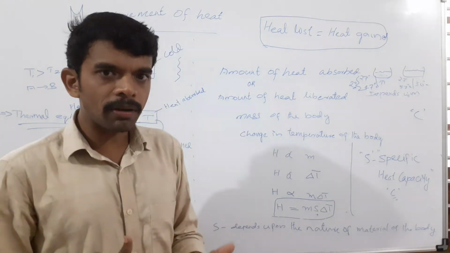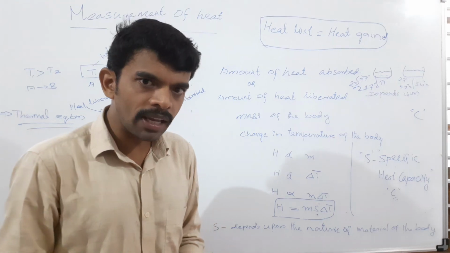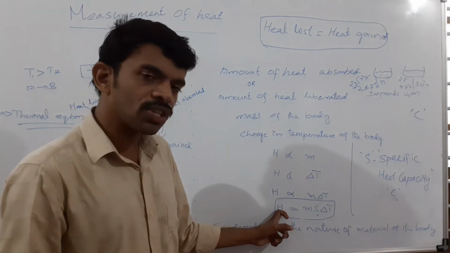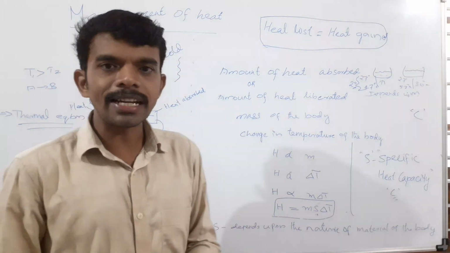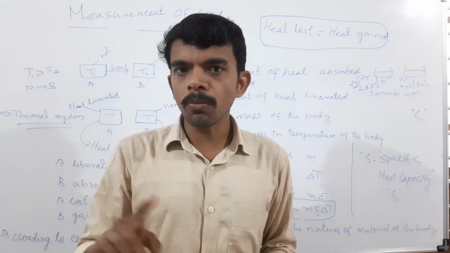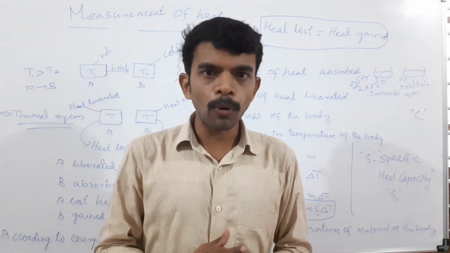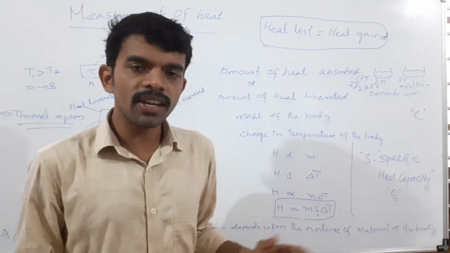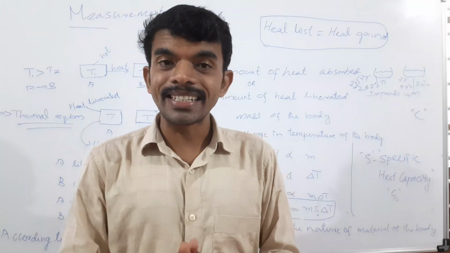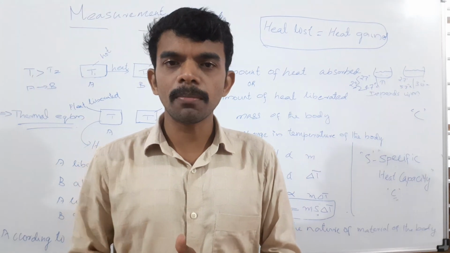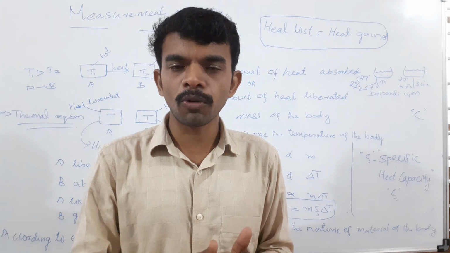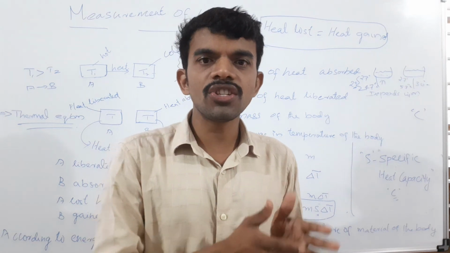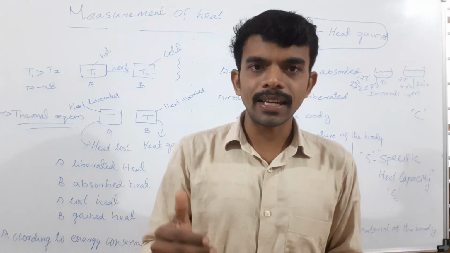When heat is liberated from a body or gained by a body, that heat can be measured using the equation H equals mS delta T. The heat energy absorbed or liberated is mS delta T, where m is the mass, S is the specific heat capacity of the body, and delta T is the change in temperature in the Kelvin scale.